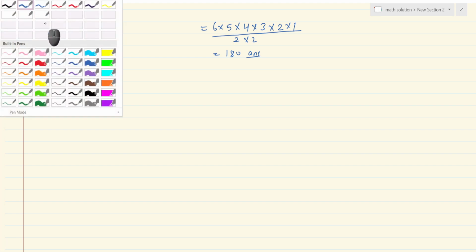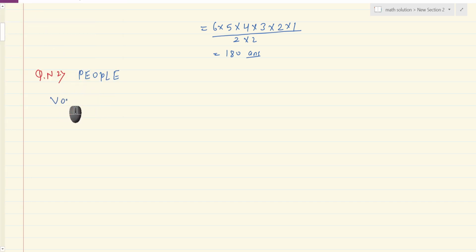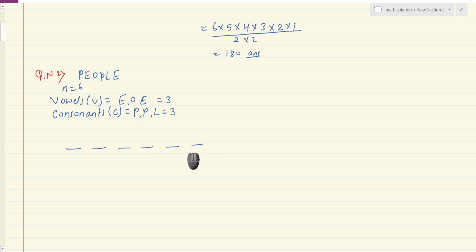First of all, we distinguish the vowels and consonants in this word. What are our vowels? Vowels are E, O, and E. That is 3. And the consonants are P, P, and L. That is 3. The total number of letters we have here is 6: 1, 2, 3, 4, 5, 6.